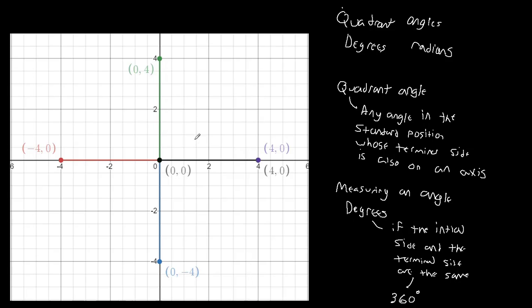So this black line is always going to be our initial side. It's the positive x-axis, and our vertex is always at 0. That's the standard position. So what does it mean for the initial side and the terminal side to be the same? If we were measuring this angle, we would have to start right at the initial side. We would have to measure all the way around to the terminal side. But in this case, we end up back where we started.